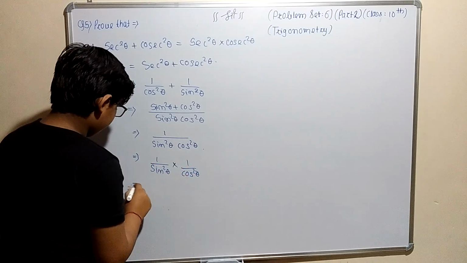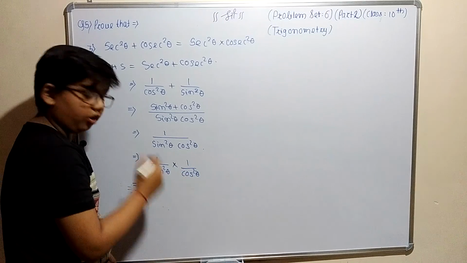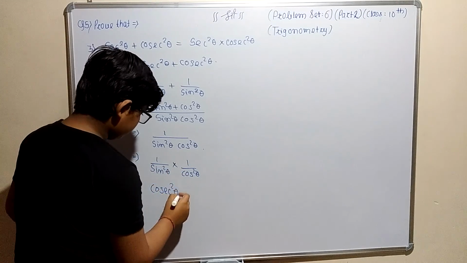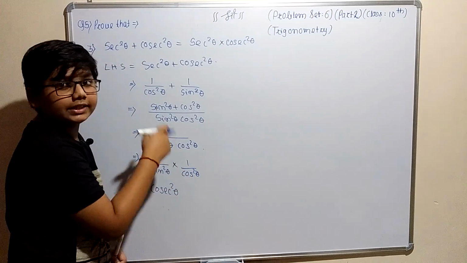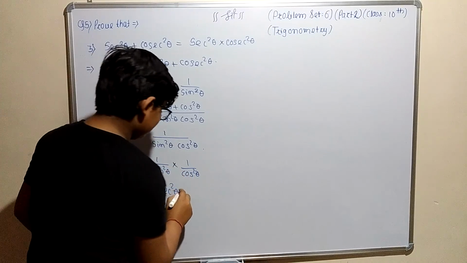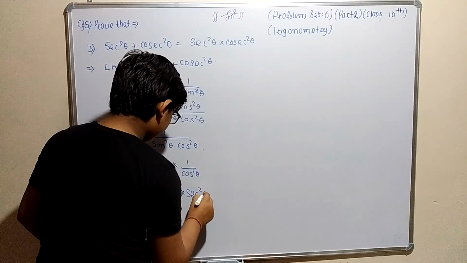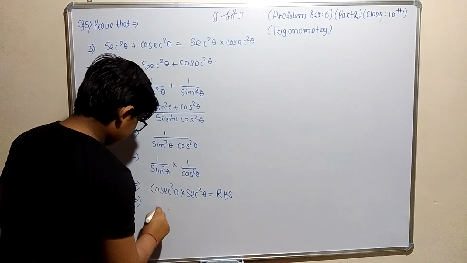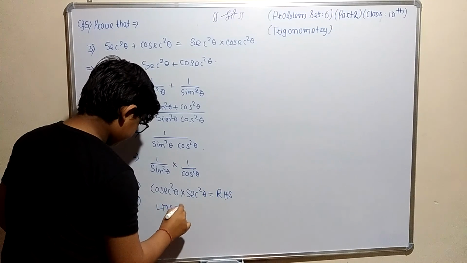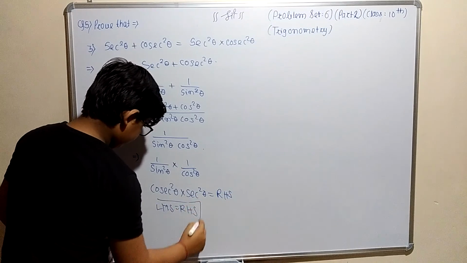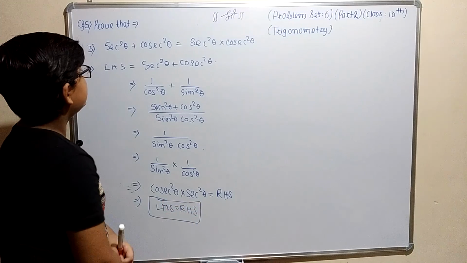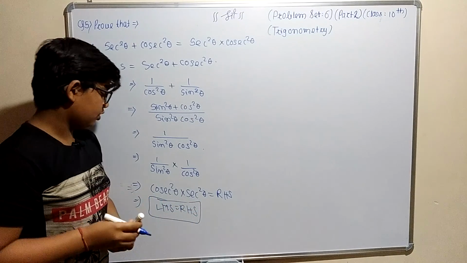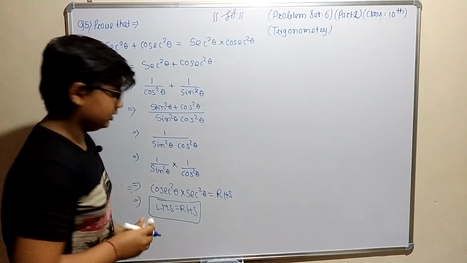That is the same. Now what is 1 by sin square theta? Cos square theta. What is 1 by cos square theta? Sec square theta, and here is a multiplication sign, into sec square theta, that is equal to RHS. Hence LHS equals RHS. We have proved this question also, that sec square theta plus cos square theta is equal to sec square theta into cos square theta.